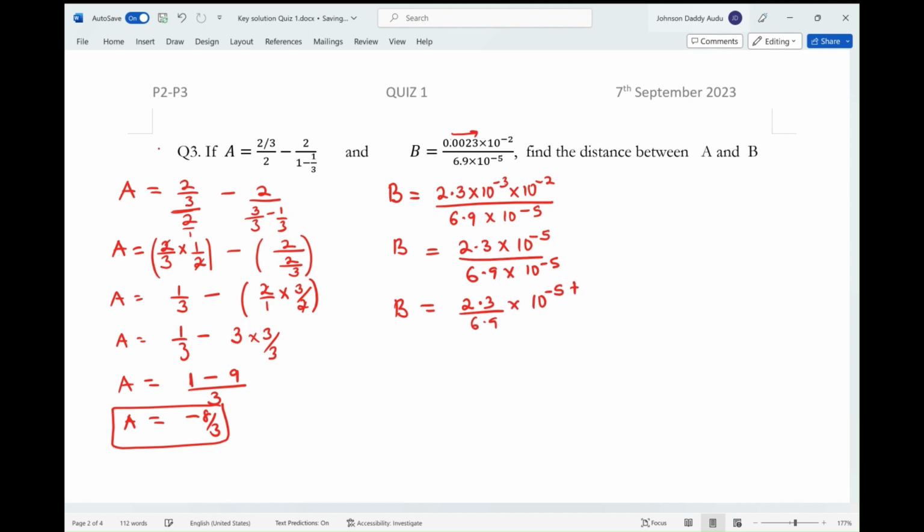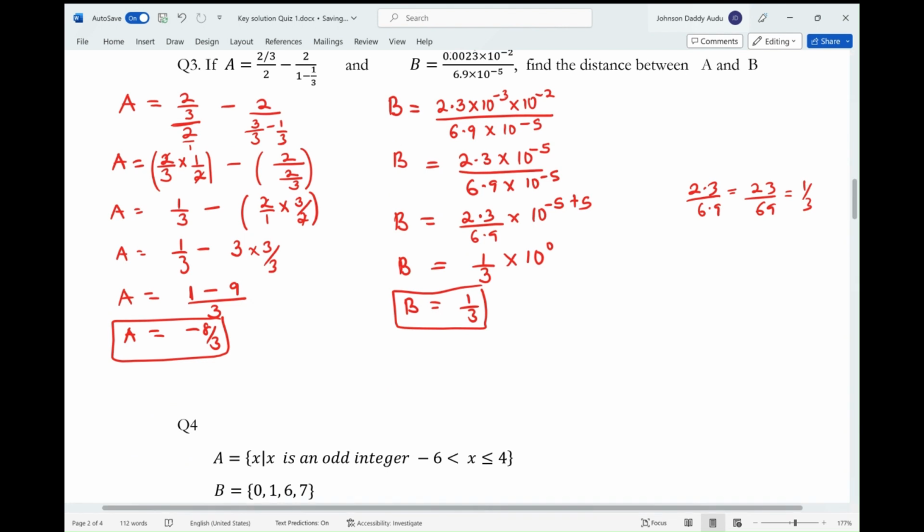This can go up to become plus 5. So 2.3 over 6.9, you see that this is nothing but 1 over 3 times 10 raised to the power 0. So B is simply 1 over 3. All right, here, how do I get 3 down? This is 2.3 over 6.9. You can shift the point by 1 so that you have just 23 over 69, and this is nothing but 1 over 3.